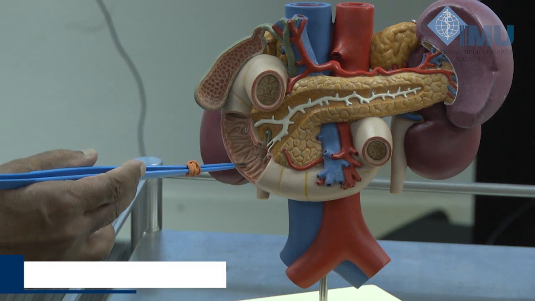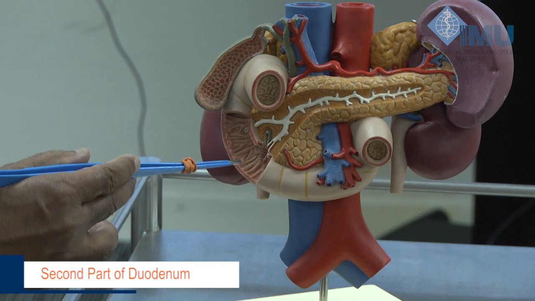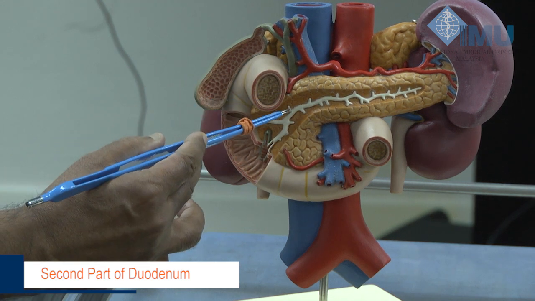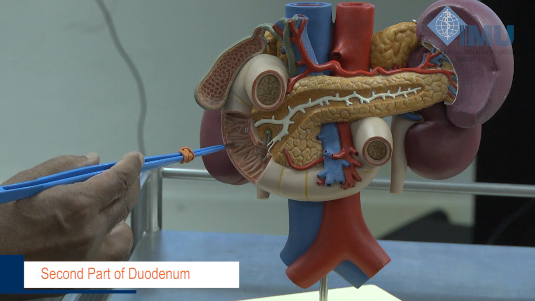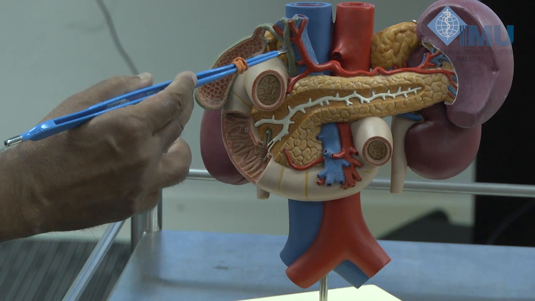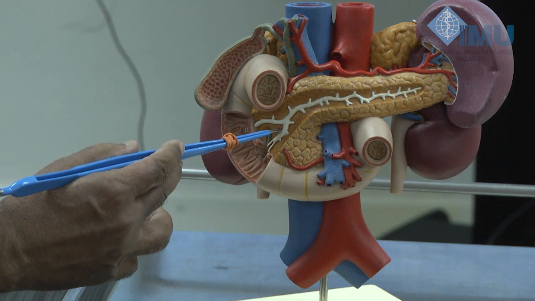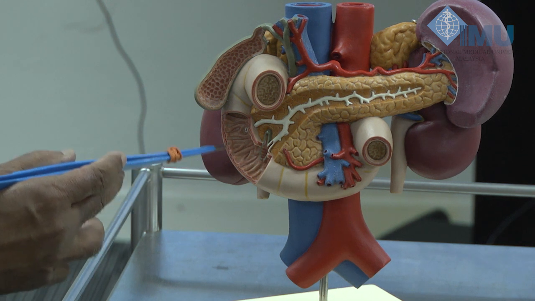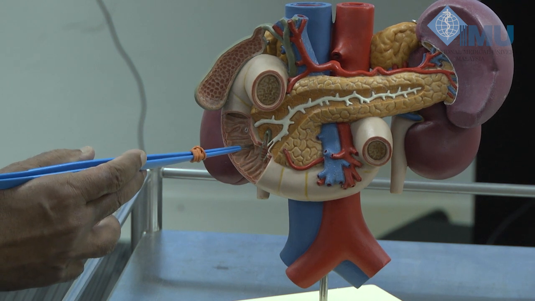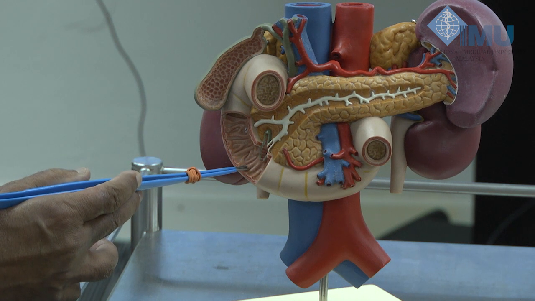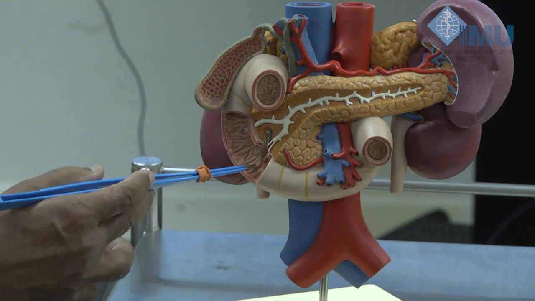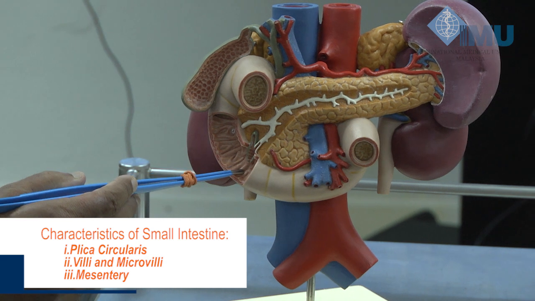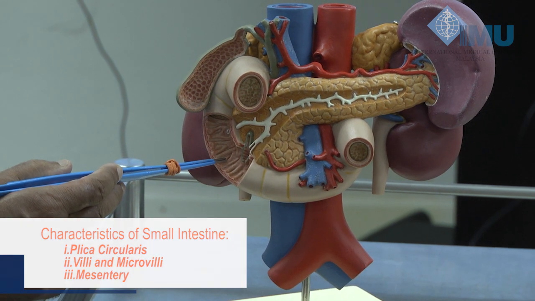In the second part of the duodenum, why is it important to note? Because the pancreatic duct and the bile duct all actually enter and drain into the second part of duodenum. That means the bile from the liver and the pancreatic secretion from the pancreas enter into the intestine through the second part of duodenum. First of all, you look at the internal surface of the second part of duodenum, you can see a lot of circular folds. These circular folds are called plica circularis. So, plica circularis and presence of villi are very important characteristics of the small intestine.